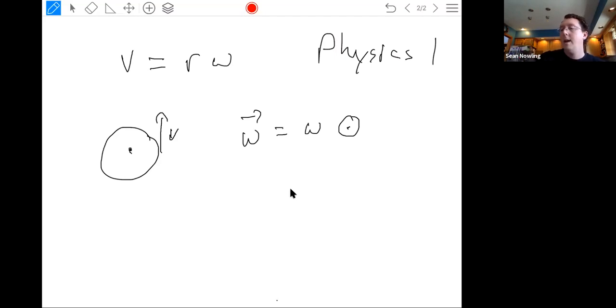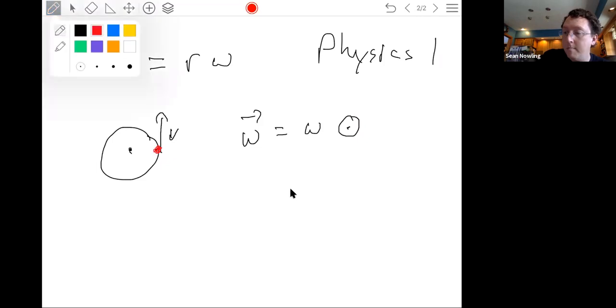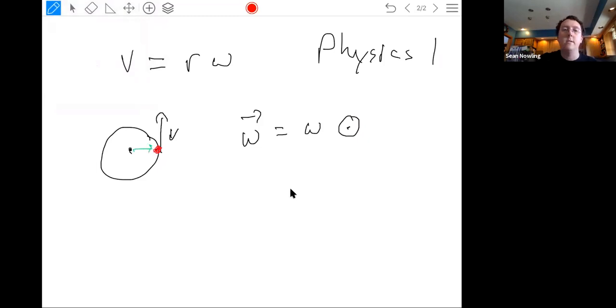Okay. And on the other hand, I'm marking this point here. For this point here, the position vector of that point is in green. I'll call that R. So what we had here from physics 1 is really true for the magnitude of this. That's going to be true for magnitudes. If we want to turn it into a vector equation, we have to get everything oriented the right way.